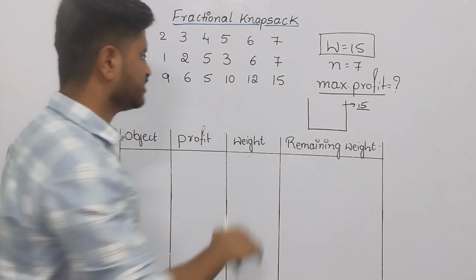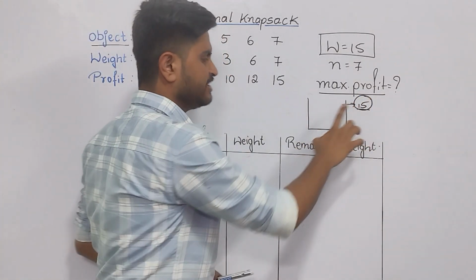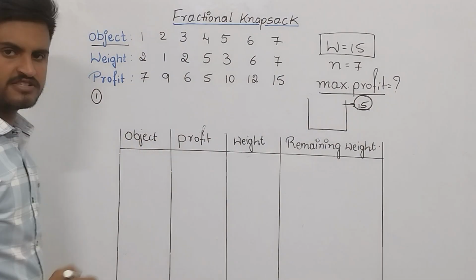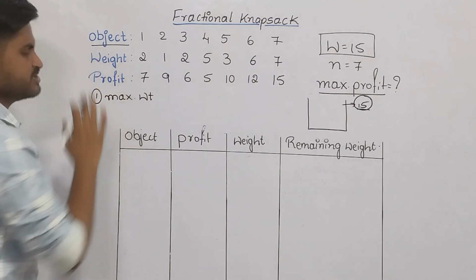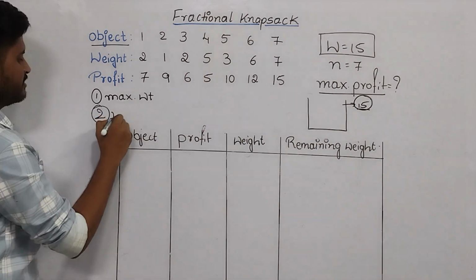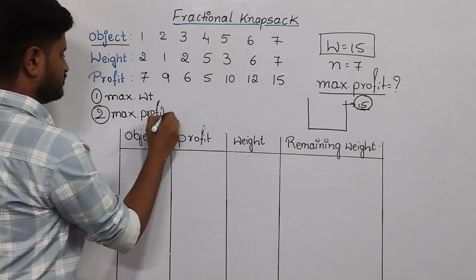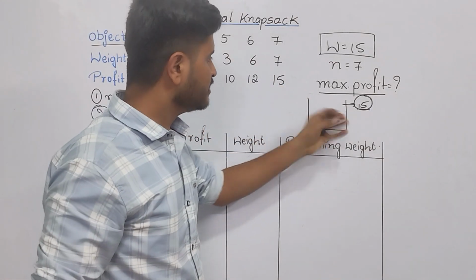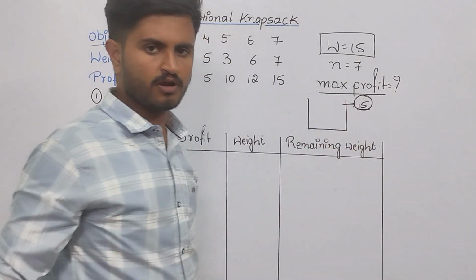So to select which object must go inside so that the efficient space of 15 or the efficient weight of 15 is used, we can go with three ways. One is based on the maximum weight. Based on maximum weight, we will be choosing the objects. Next, the second one will be choosing the objects based on maximum profit, so that we can fill this container so that the maximum capacity which we can use is the 15 number of weights.